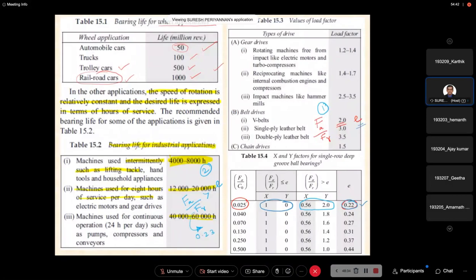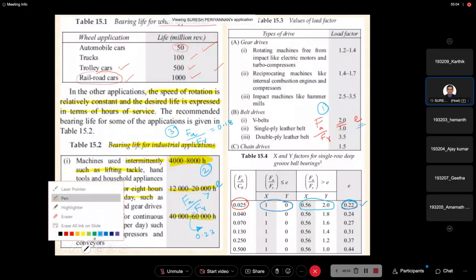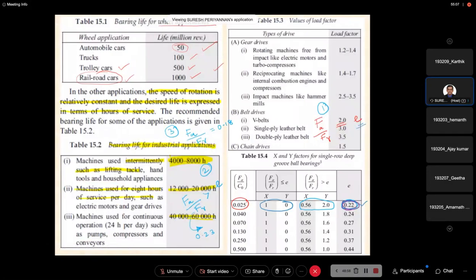Now I'm going to do the third bearing design. During the third bearing design, my practical FA by FR value is going to be 0.18. Already the manufacturer catalog has given 0.22. Now my value is less than 0.22, so during that time I have to take this value again. Very important. This is the value given from the manufacturer catalog.